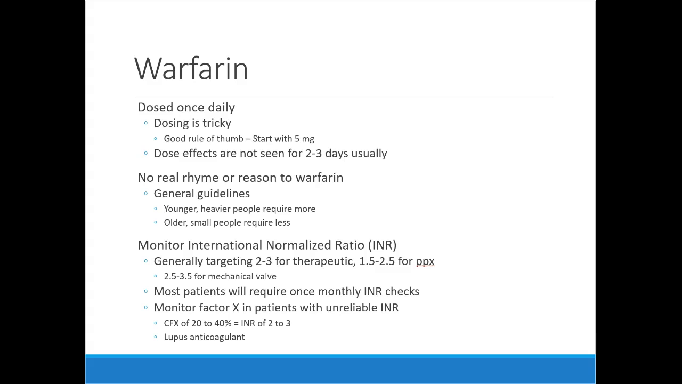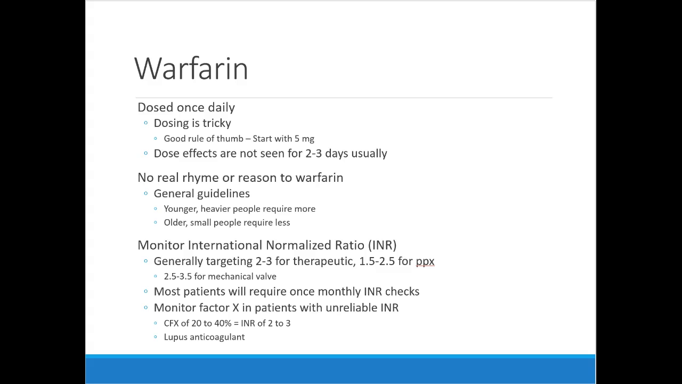You can get creative with your dosing. A lot of times people will take different doses, so they might do 5 milligrams Monday, Wednesday, Friday, 2.5 milligrams all other days, something like that. So you can mix up your regimen to make sure it works for the patient. Once you start somebody on warfarin, check labs 2 to 3 days later. And what we're monitoring for is something called the International Normalized Ratio, or INR.